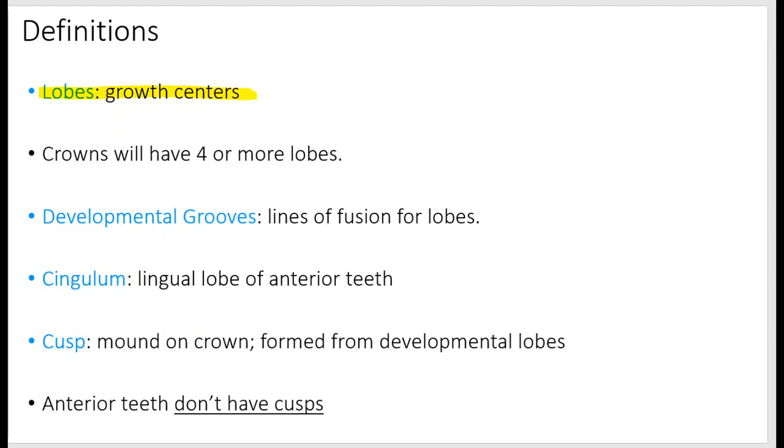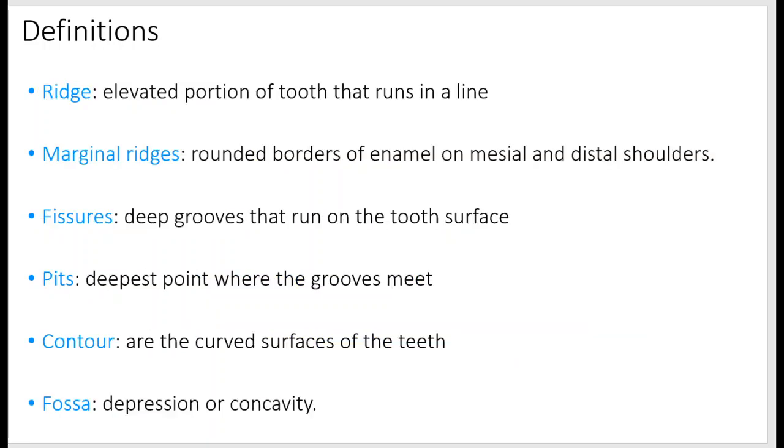Lobes are the growth centers. Most crowns will have four or more. Developmental grooves are the fusion of these lobes. Cingulum, the lingual lobe on the anterior teeth. Cusp, that is the elevation formed from the lobes, and we know that anterior teeth don't have cusps. Ridge, that's the elevation portion on the side of the tooth, in a line on the side of the tooth.